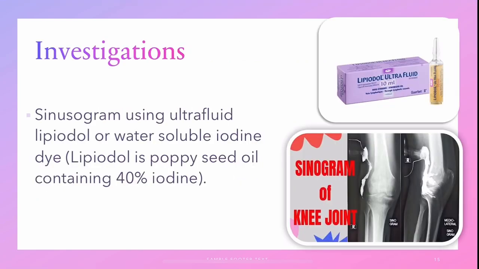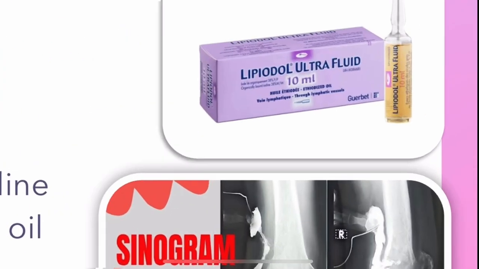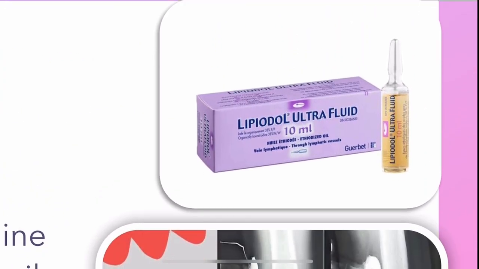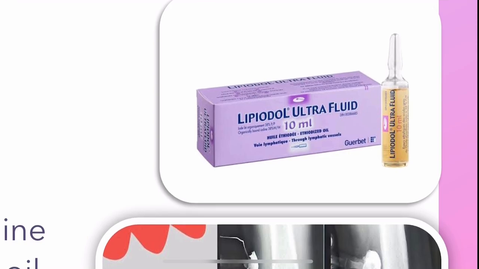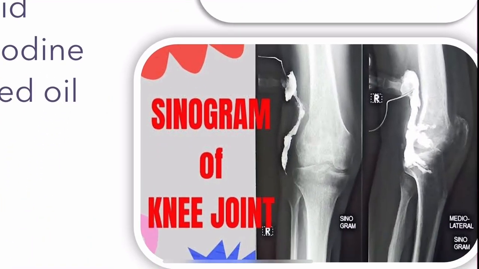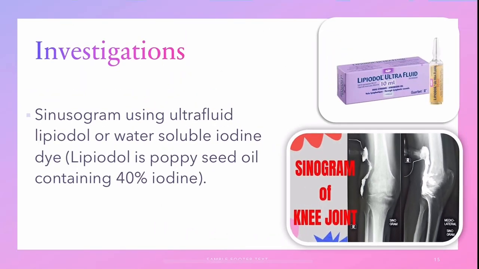Moving on to the investigations which have to be carried out for a sinus, we have the sinusogram. Sinusogram is done using Lipiodol Ultra Fluid or a water-soluble iodine dye. Lipiodol is poppy seed oil. You can see the Lipiodol Ultra Fluid in the picture, which is poppy seed oil containing 40% iodine. So this Lipiodol Ultra Fluid is used, and then we perform the sinusogram.